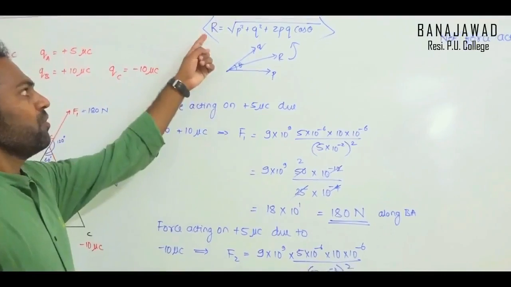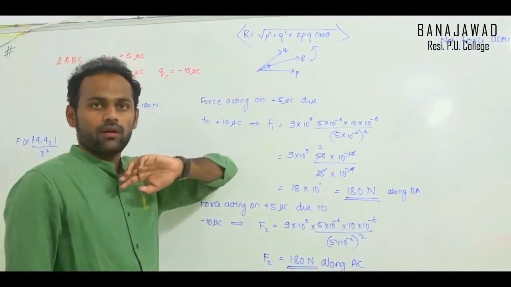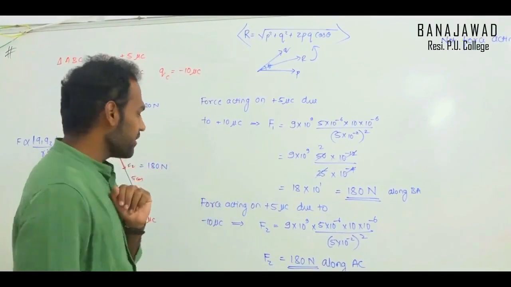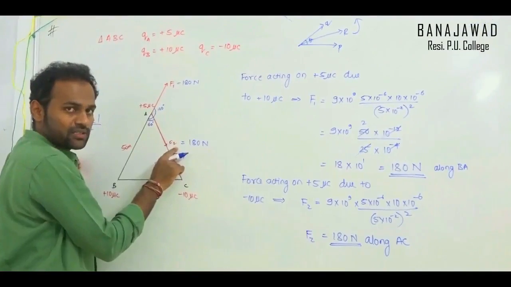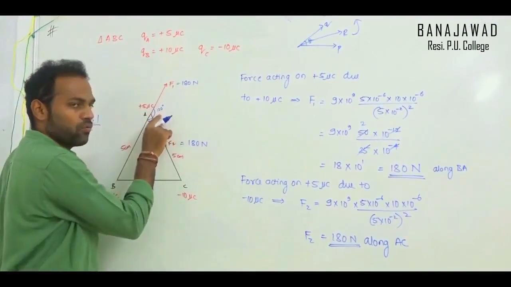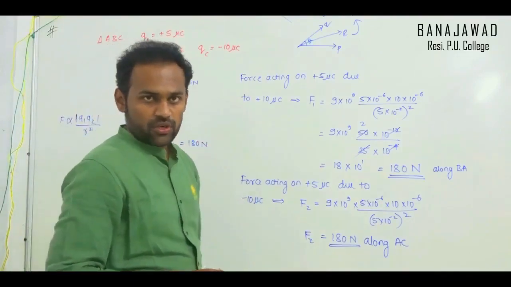This equation will give you how to calculate the resultant of two vectors which are acting at a certain angle between them. Here we have two vectors, F1 and F2. What is the angle between F1 and F2? 120 degrees. So we have to calculate the resultant force, the net force.